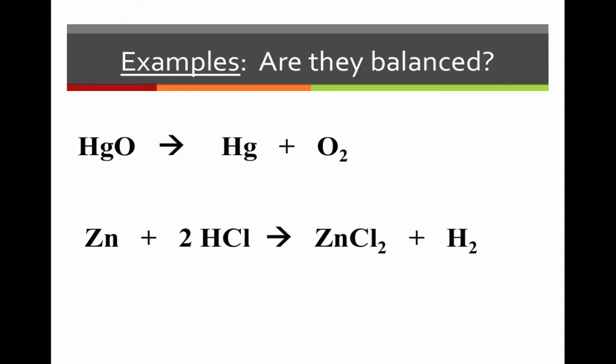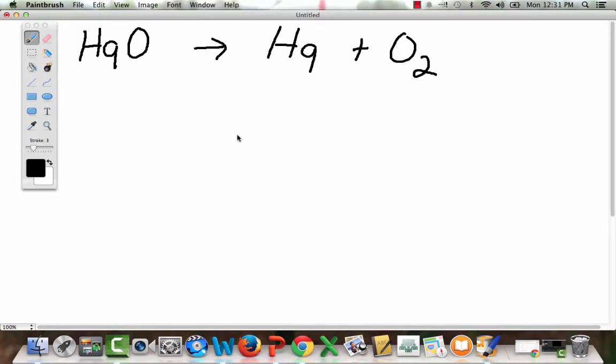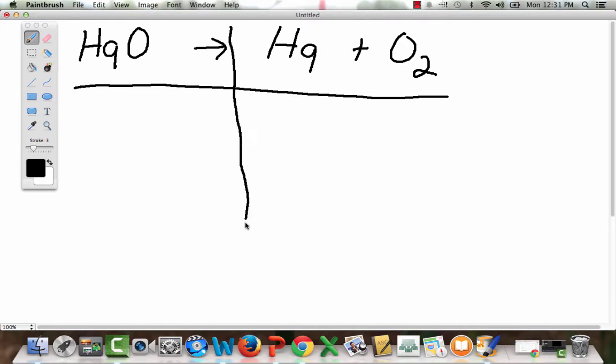Okay, so we're going to look at two different examples here, and we're going to discover if they are balanced. So remember, there's two steps that we are going to go through. The first step, of course, is always just writing down your equation. So do you remember what Hg is? Hg is mercury. And remember, we are going to decide how many of each element on each side. So like my friend, the count there, we need to do the same thing. So over here, we have Hg and O. So we're going to set ourselves up here.